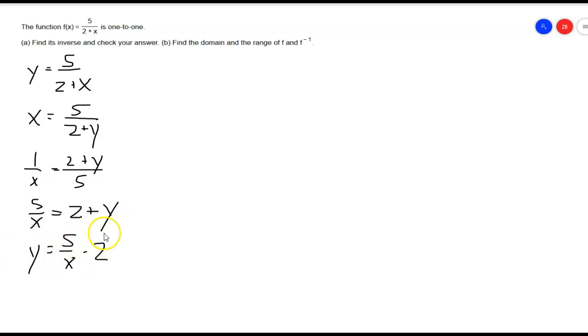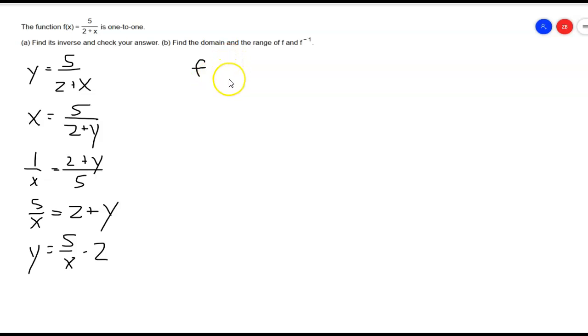So this here is my inverse function. This is my normal function. This is my inverse function. The domain of this function, since it's one-to-one, is going to be the range of this function, and the range of this function is going to be the domain of this function. So let's go ahead and check this out. It says find the domain and the range of both of these functions. This is function f.